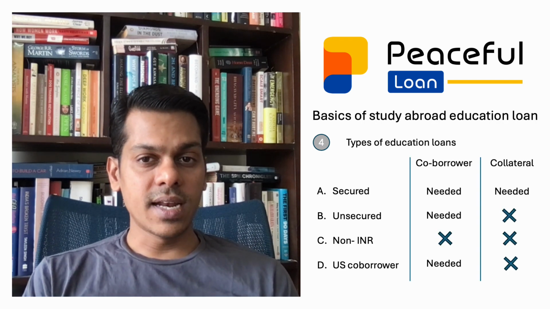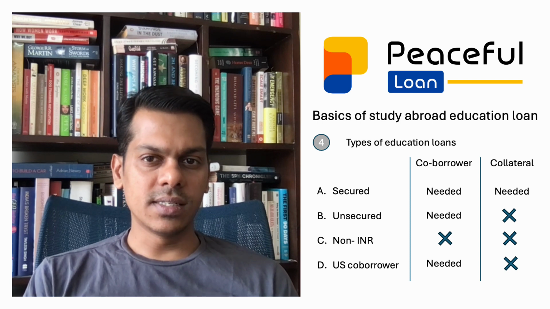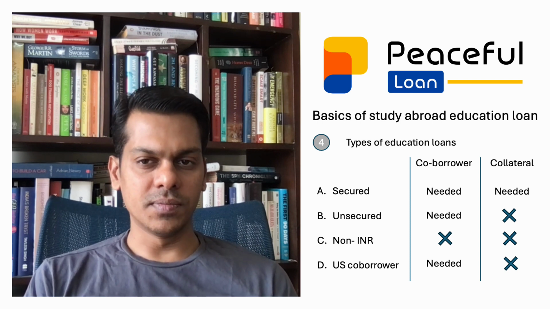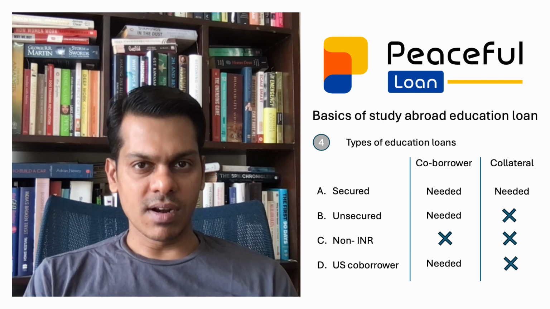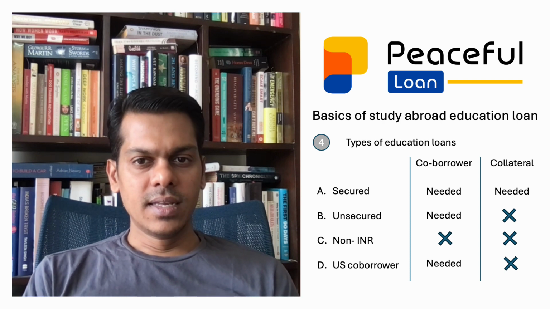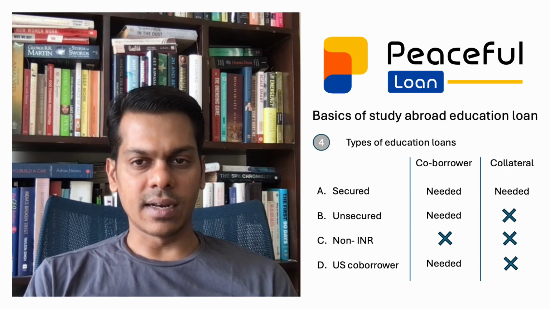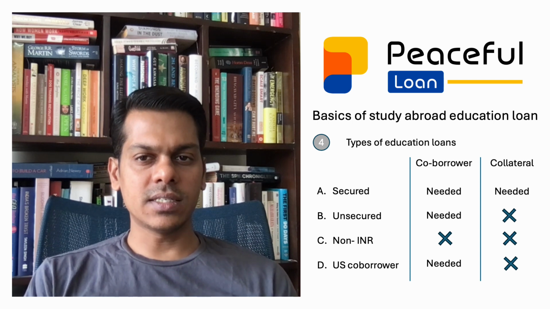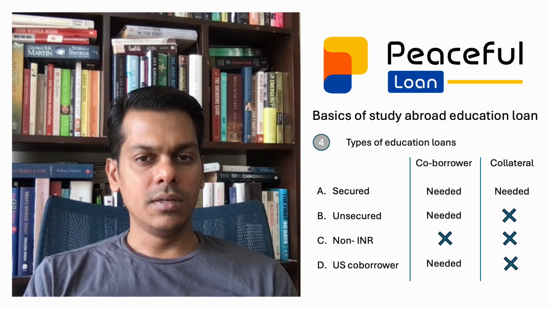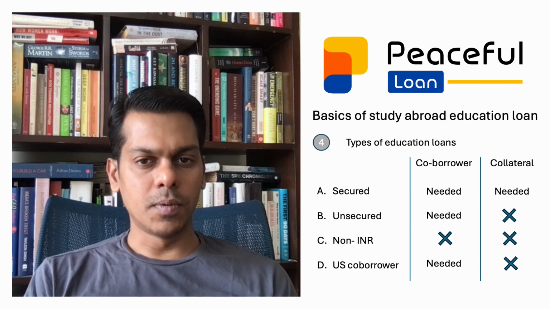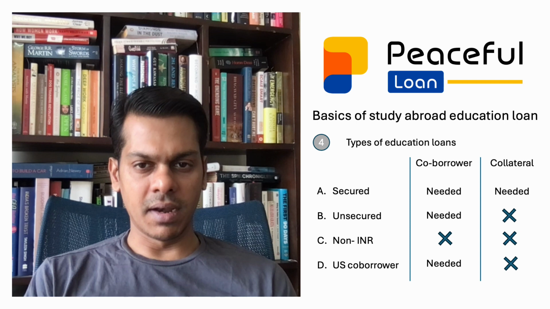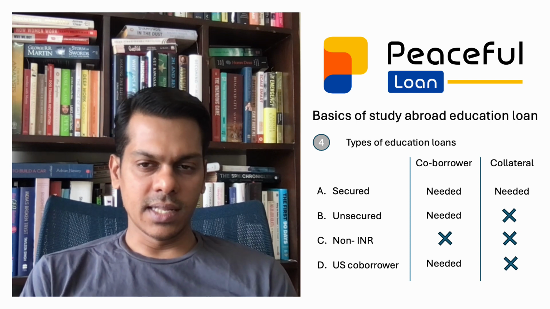Now that we have understood the different terms in an education loan, it's important to understand the different types of education loan and what's required and what's not required for them, right? Simplistically put, secured or with-collateral loans require a co-borrower as well as collateral. This is a very common question asked in our one-on-one consultation: I have a huge house to put as collateral, but my parents don't have an income. Can I get an education loan? The answer to that is no.